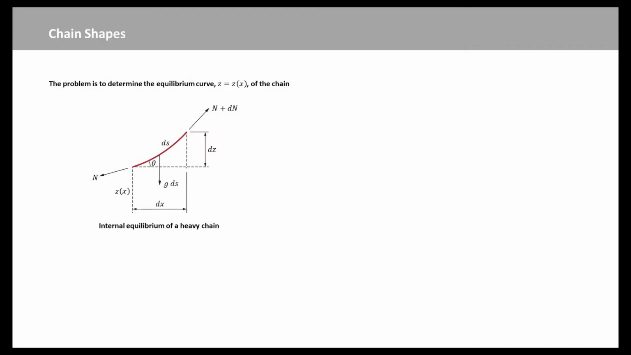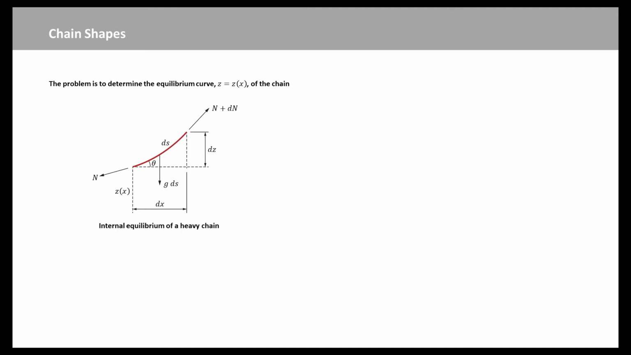This figure shows an element, ds, of the chain in equilibrium under its own weight and axial tensile forces acting along the tangents to the end sections of the element. The problem is to determine the equilibrium curve z equal to z(x) of the chain, where x indicates the horizontal abscissa. The function z equal to z(x), which defines the horizontal projections of the ends of the chain, varies between the values of 0 and L. Moreover, we assume that z equal to 0 and x equal to 0.